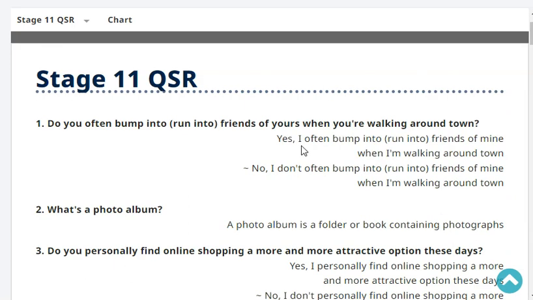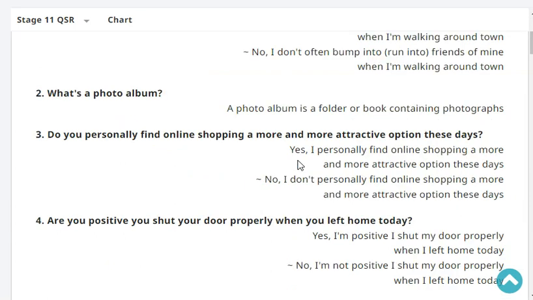Do you often bump into friends of yours when you're walking around town? Yes or no? Yes, I often bump into friends of mine when I'm walking around town. What's a photo album? A photo album is a folder or book containing photographs.